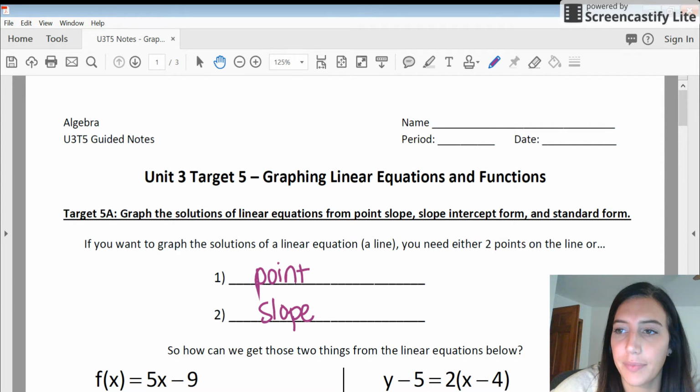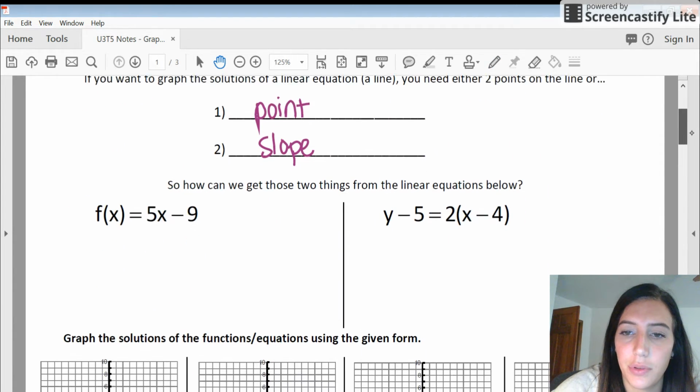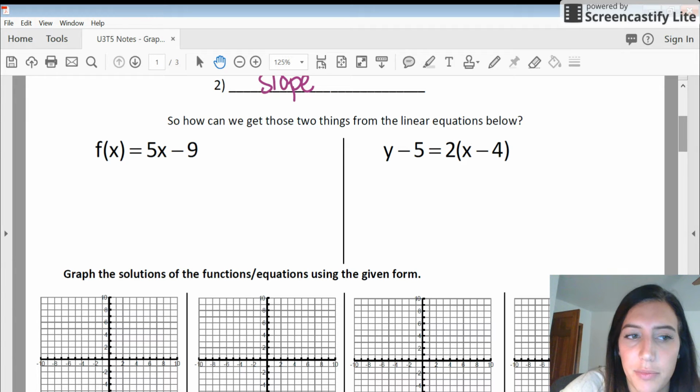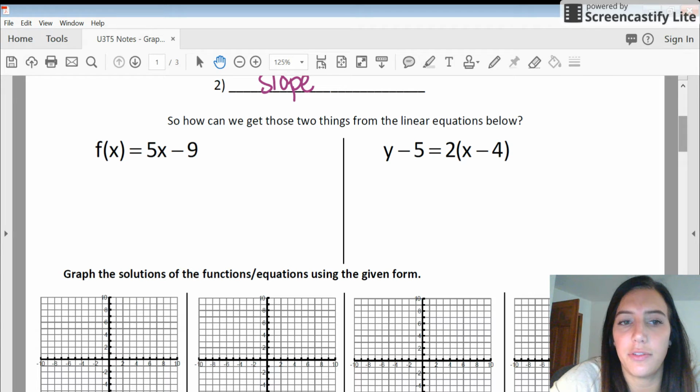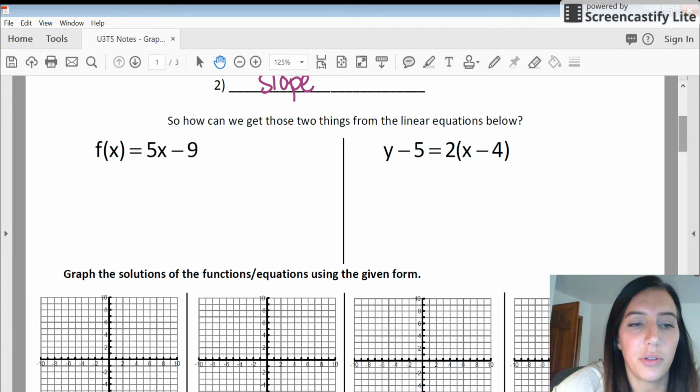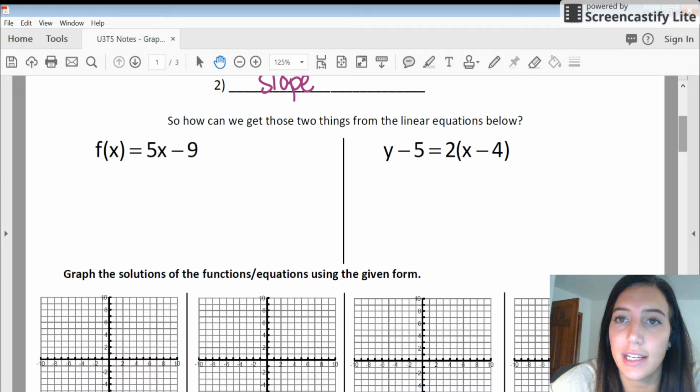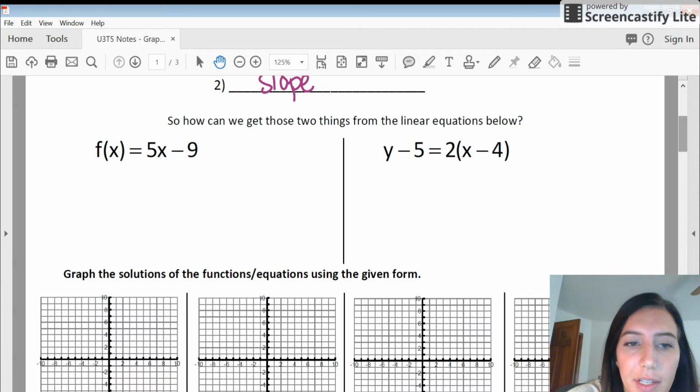using the slope. So how do we get those two things from the two different forms that we mentioned the other day? Well, our first is slope-intercept form, and we have to remember that the name is very important for a reason. It allows us to find the slope and the y-intercept. So using slope-intercept form, that's what we're going to pull. The first thing we'll need is the point, and then we'll get the slope.